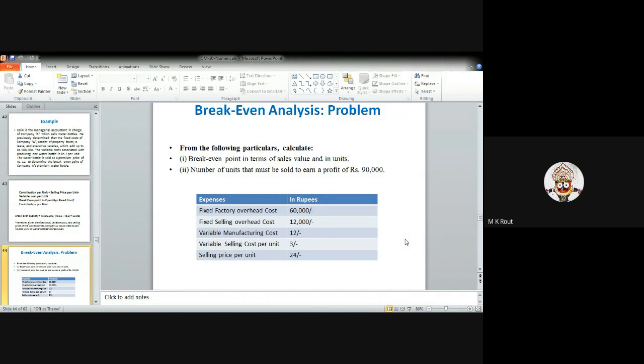Calculate the break-even point in terms of sales value, or in case of units. And in the second part, you have to calculate the number of units that must be sold to earn a profit of rupees 90,000. I will call one by one those who have already finished. So I advise all of you to just note down the data. Yes, Amarnath.